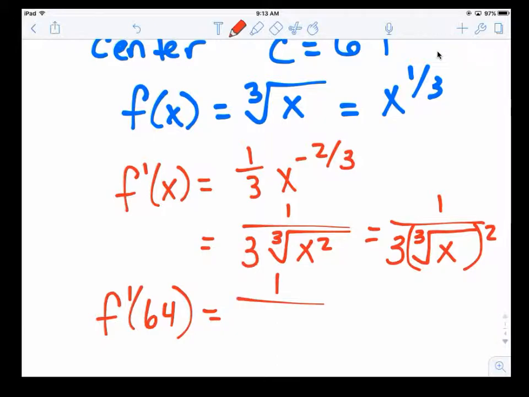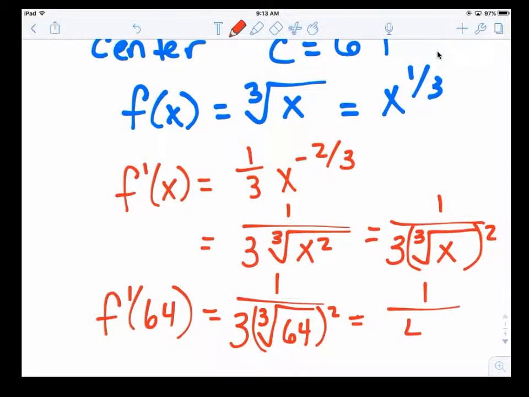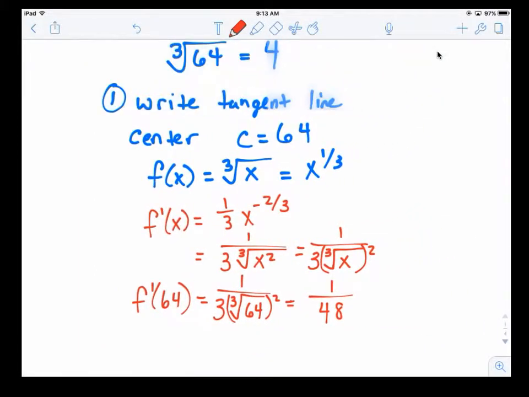I have 1 over cube root of 64 squared. So we know the cube root of 64 is 4. 4 squared is 16. 16 times 3 is 48. Okay, so we have 1 over 48. So that is the slope of our tangent line.